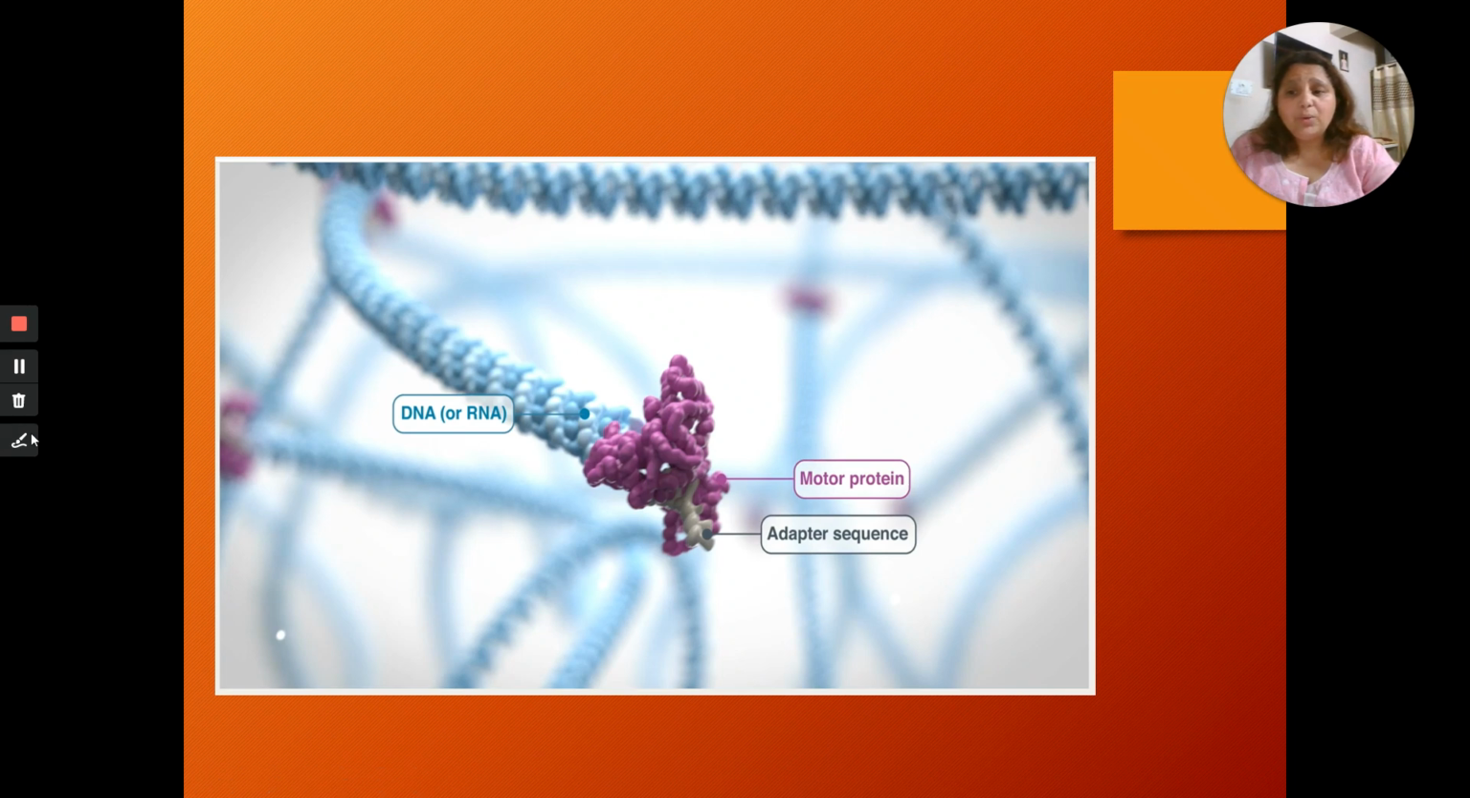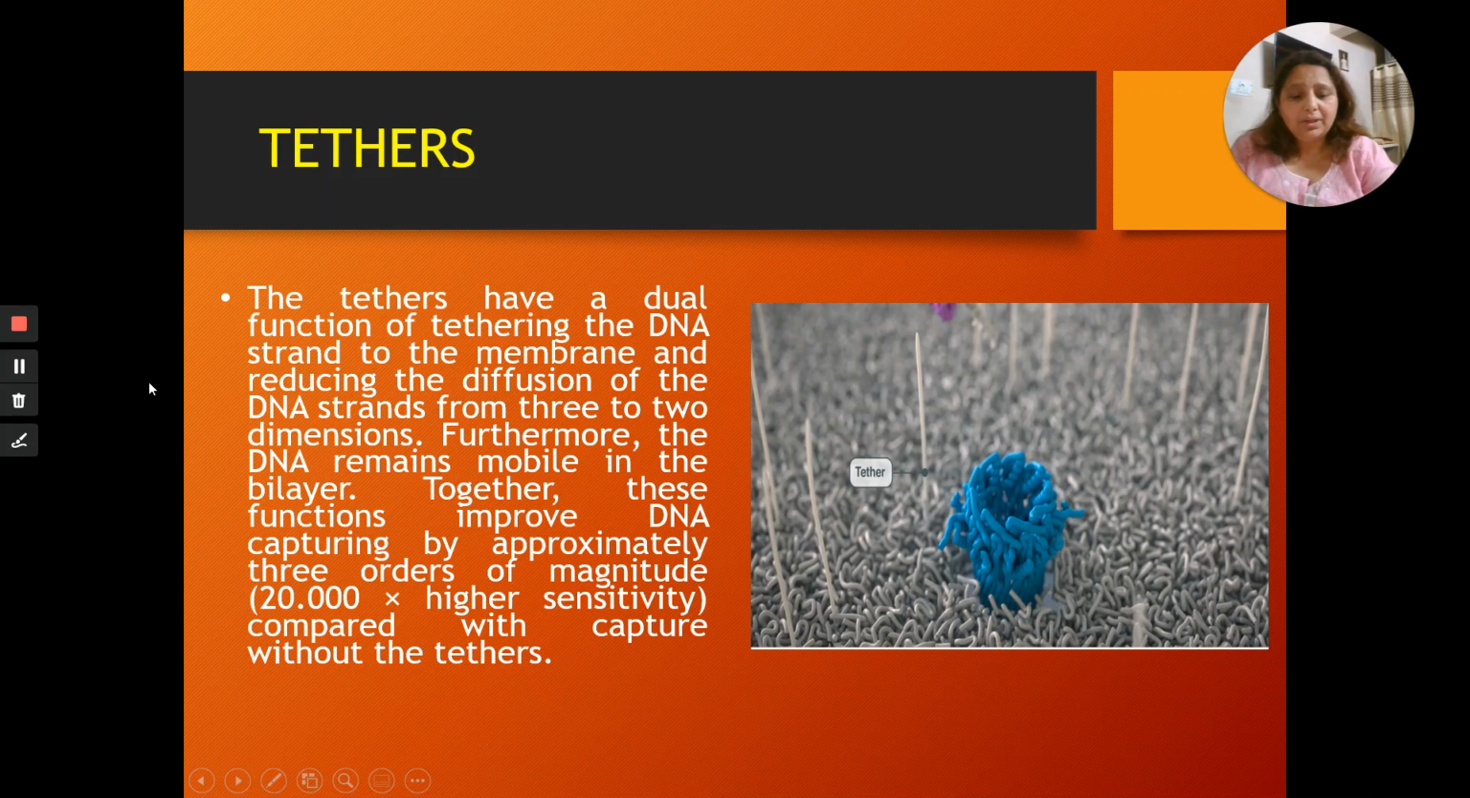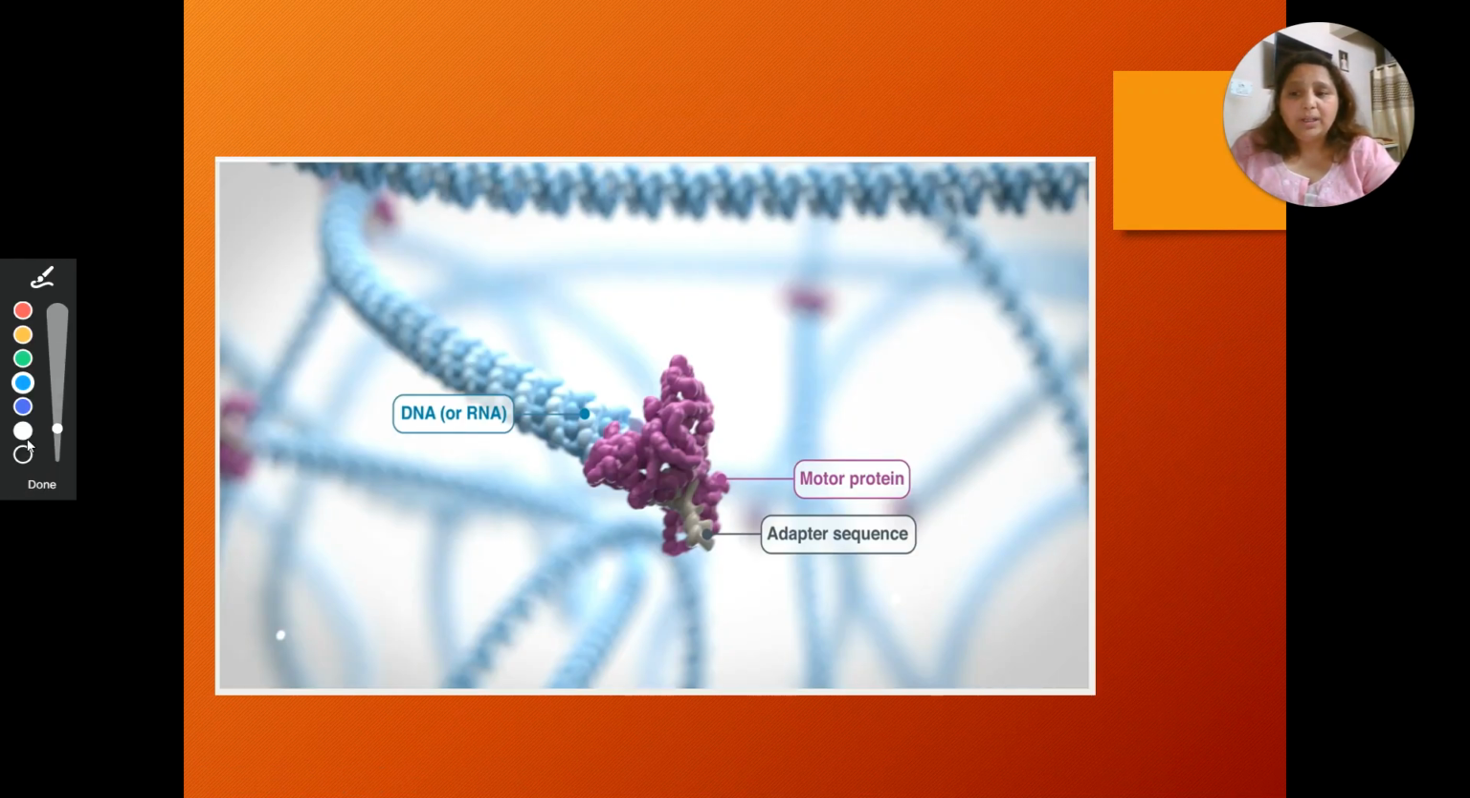So again I am showing you a picture wherein you can see that this is our DNA molecule. In this DNA molecule, this is the DNA molecule in blue color, we have changed the color. So this is the DNA. To this DNA molecule, we have attached this white colored thing that you can see, this is the adapter sequence. I told you there is an adapter sequence.